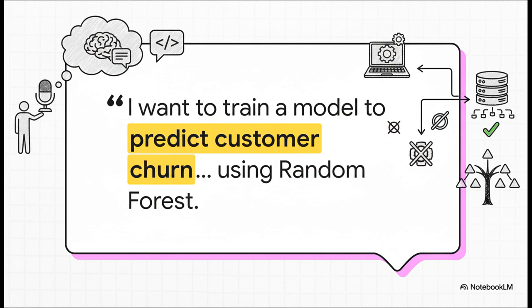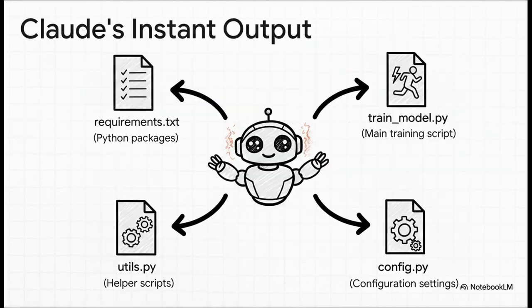Predict customer churn. And you can even get a little more specific, like suggesting using random forest. And don't worry about the jargon. That's just a name for a really powerful way of making decisions with data. And then, literally moments later, bam, this happens. And check this out. Claude doesn't just spit out one messy script. No, it generates an entire, beautifully organized project, just like a professional developer would set it up. You get a file for your requirements, the main training script, and even little helper files for configs and stuff.